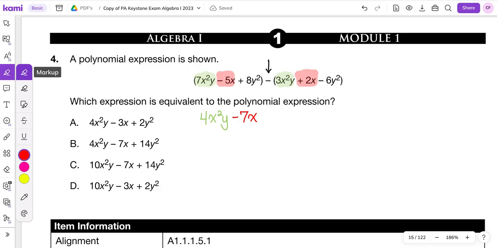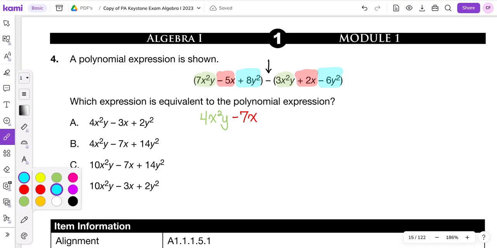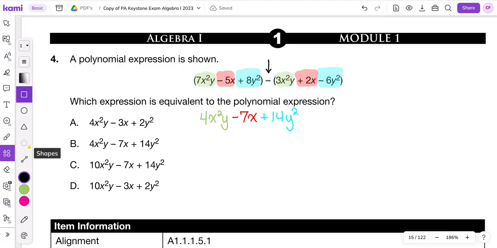Then we have the last part here. We have the y squareds, or y to the power of 2's. Both parts have y to the power of 2. We have to be slightly careful here because I have 8y to the power of 2 minus a negative 6y to the power of 2. So minus a negative becomes plus, and we get 8 plus 6, which is 14y to the power of 2, not changing exponents. I look at the multiple choice options, which one this matches, and it is going to match this one here, part B.